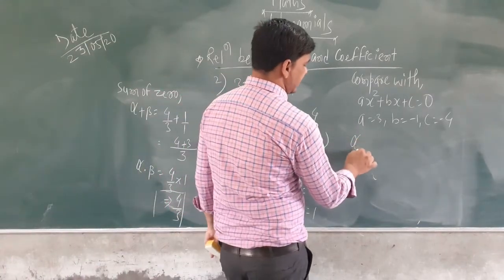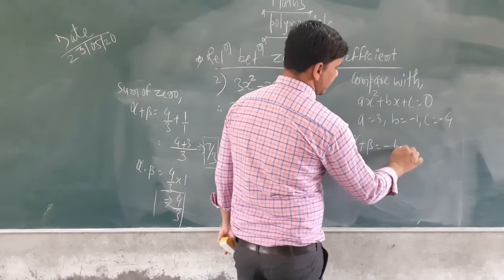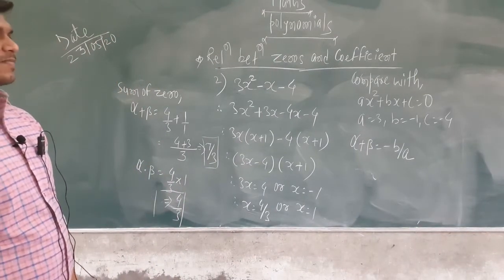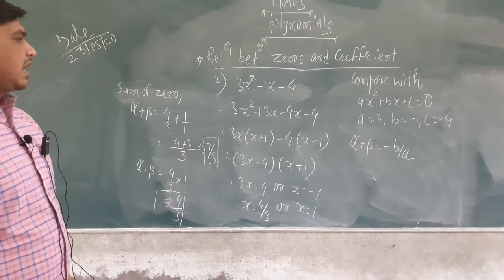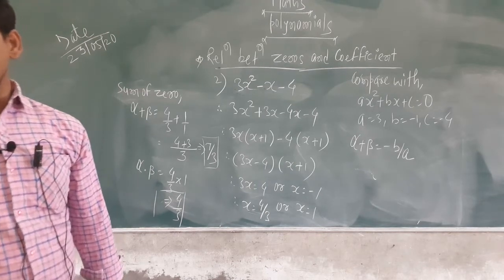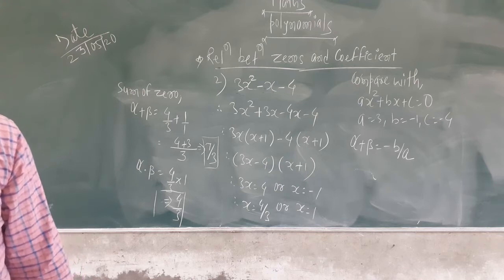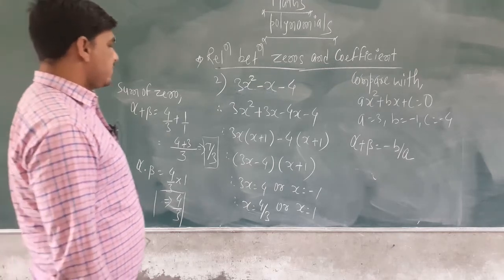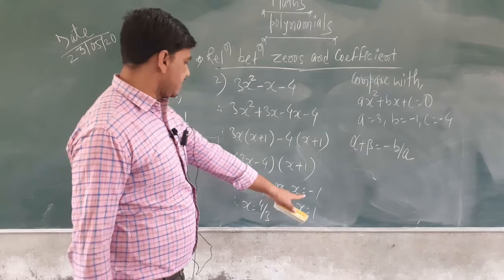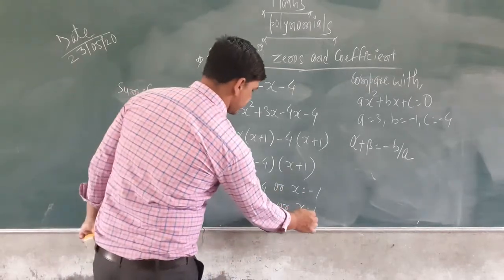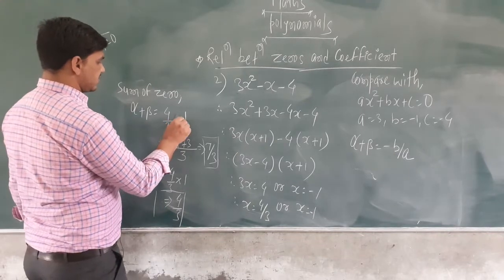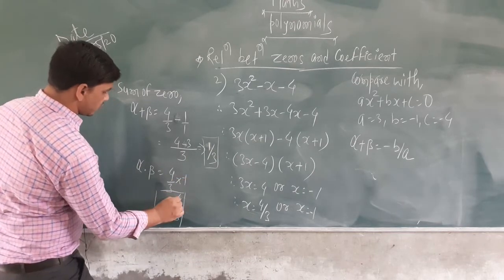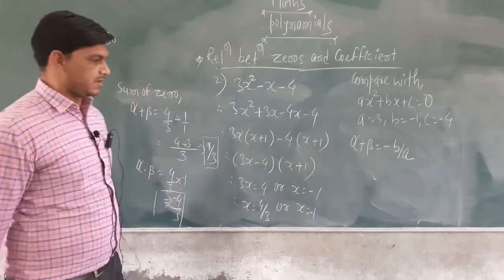Now alpha plus beta equal to minus b upon a. That is a simple formula, minus b by a, to find alpha plus beta. So sorry, I made a slight mistake here, x equal to minus 1. So that should be 1 by 3. Here is minus 1, so minus 4 by 3. I just made a mistake here, we have minus 1.